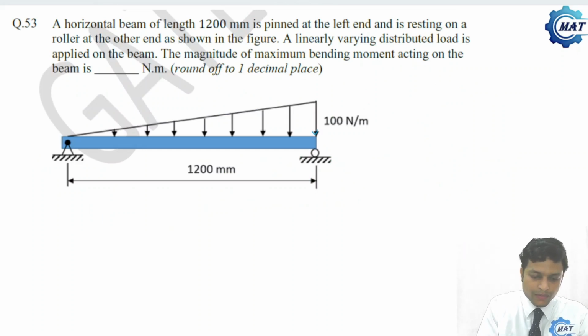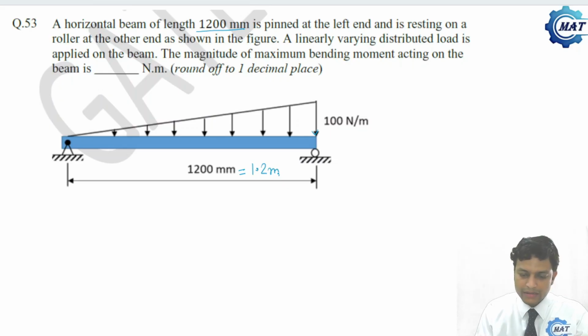Now let us solve this problem. A horizontal beam of length 1200 millimeter, that is nothing but 1.2 meter, is pinned at the left end, say left end is A, and resting on a roller at the other end, say other end is B, as shown in the figure. A linearly varying distributed load is applied to the beam, and the intensity at the free end, at end B, is 100 Newton per meter. The magnitude of the maximum bending moment acting on the beam is to be determined.